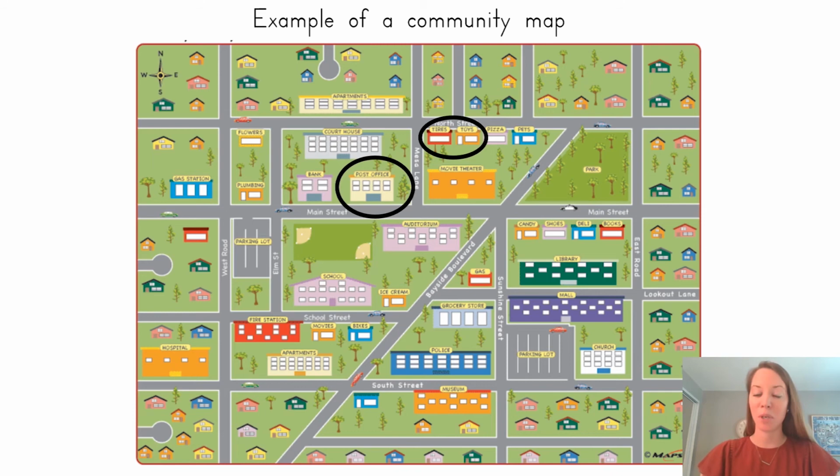Some more places I notice are a tire store and a toy store. Those stores, they provide goods because they're selling objects and I can touch them and use them. Some more stores that sell goods are a candy store and a shoe store. So a lot of different stores in your community sell goods. Just remember that a good is an object that you can touch and use.